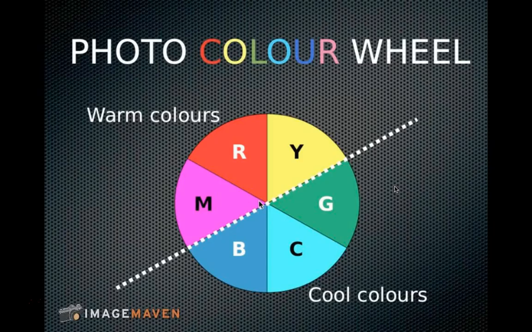We have a photo color wheel between warm and cool colors, and this is sort of CMYK and RGB. And this really makes sense if you ever get into a color darkroom, which is very rare. I'm a big fan of color darkroom. It really makes sense to me to understand colors.